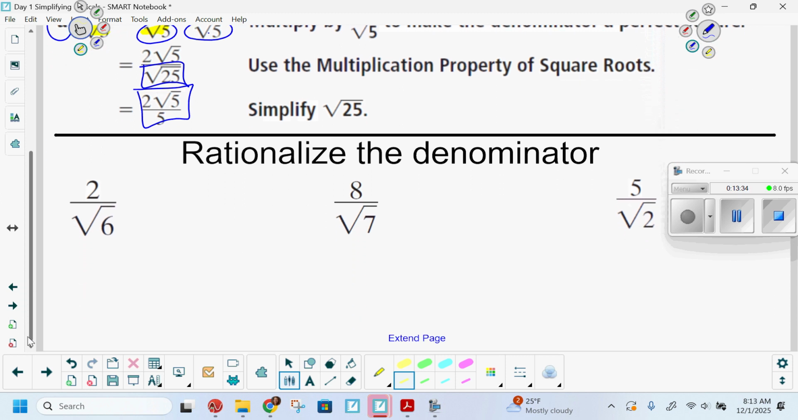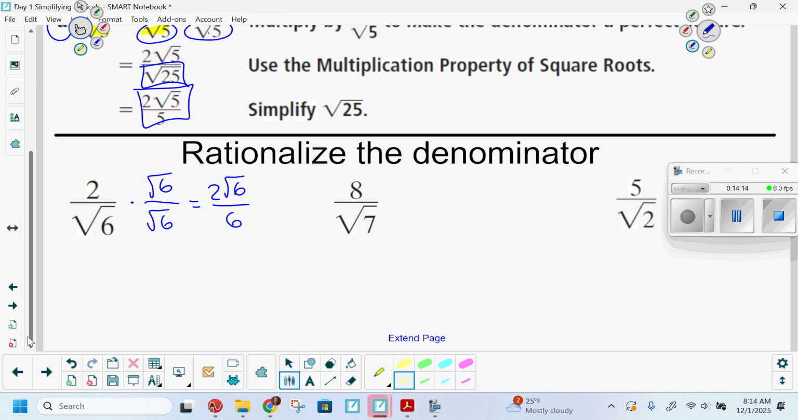All right, so I've got 3 of these for us to try. So we have 2 over radical 6. The problem is this radical 6. I can't have it in the denominator. So I need to change it so it's not in the denominator. So I'm going to multiply by 1, except I'm not actually going to put a 1 there. I'm going to do radical 6 over radical 6. The reason I picked that is because I know that radical 6 times radical 6 is 6, because it'd be radical 36. And then 2 times radical 6 is 2 radical 6.